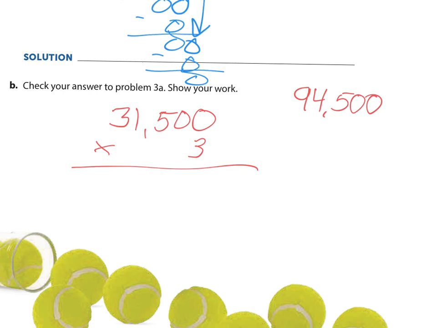So we're going to multiply like we did in Lesson 7. 3 times 0 is 0. 3 times 0 is 0. 3 times 5 is 15. Carry the 1. 3 times 1 is 3 plus 1 is 4. 3 times 3 is 9. Count my 3 places. 94,500. That matches my initial dividend, so I know my problem is correct.